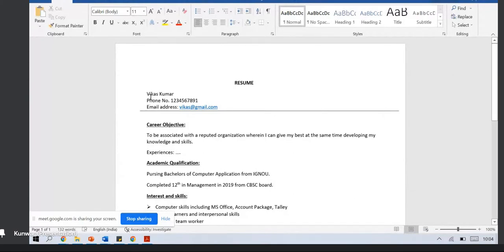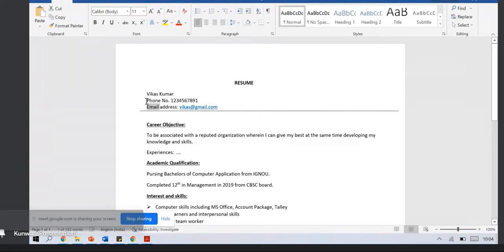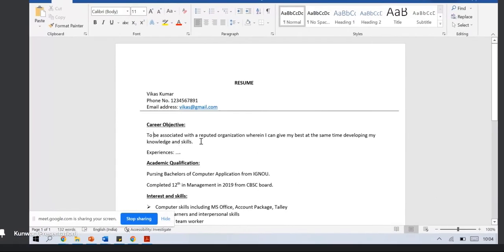So one of the formats is: your name should be in the first line, and a phone number and email address, so that the recruiter or the people from the HR department can easily reach out to you. Your name, phone number, and email are the only things required at the top. Then you can mention your career objective. While preparing your resume, please make sure that your career objective is specific and not more than one sentence.